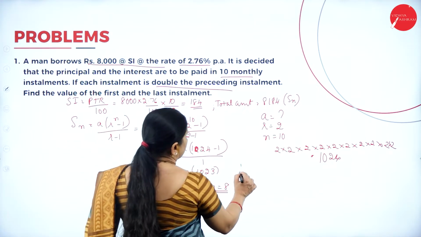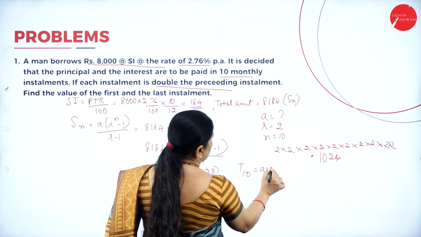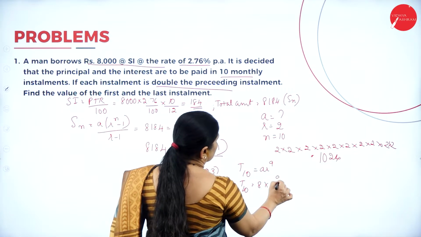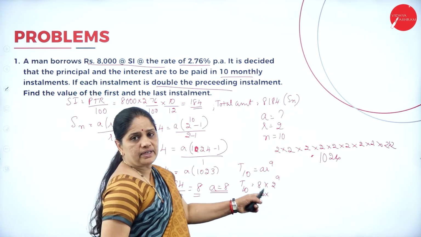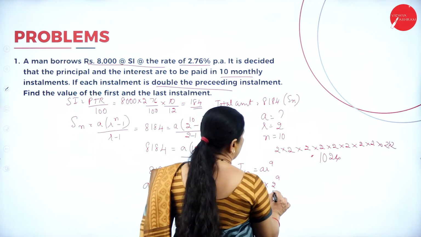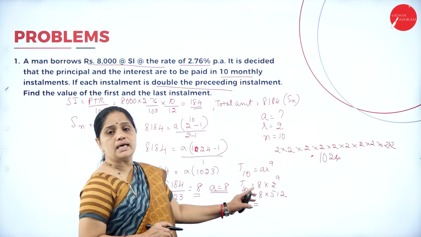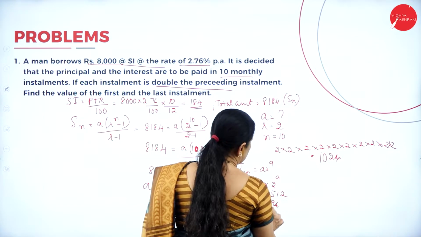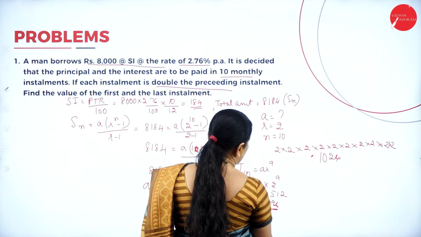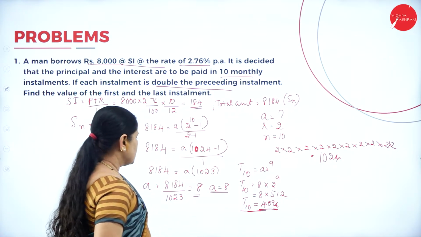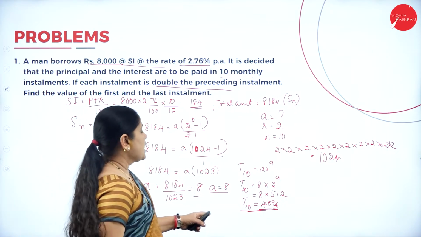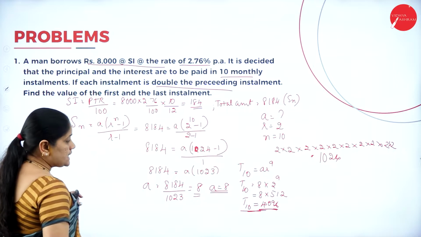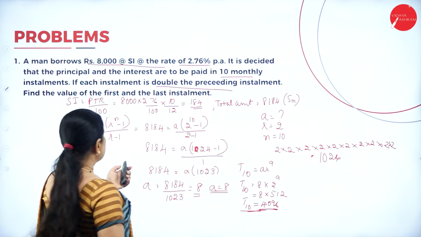So, the last installment will be T10, that is AR to the power 9. So, T10 will be 8 into 2 to the power 9. So, 2 to the power 9 comes up to 512. So, now the 10th installment will be 4096. So, T10 equals 4096. So, in the first installment he has paid 8 rupees, and in the last, that is the 10th installment, he has paid 4096 rupees. So, we have solved this problem.